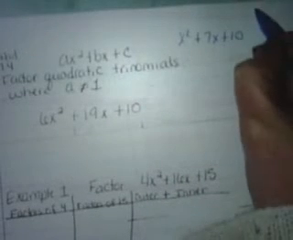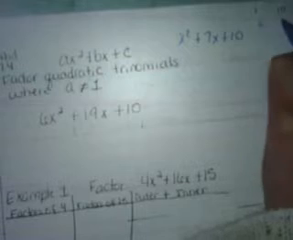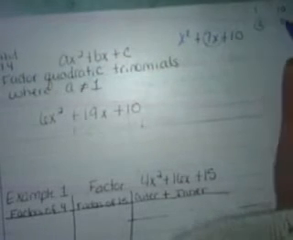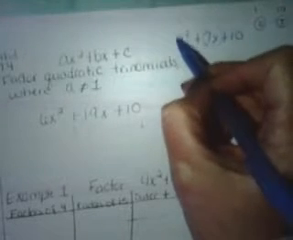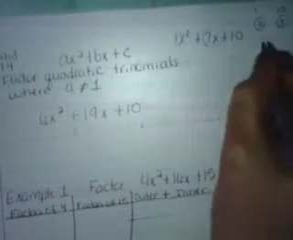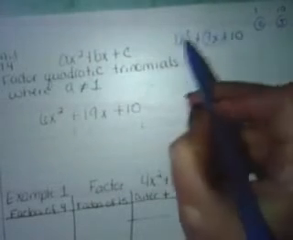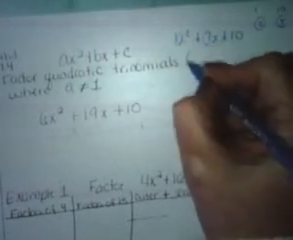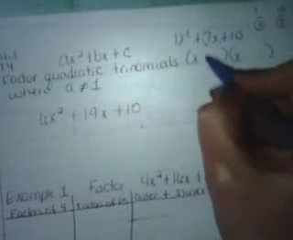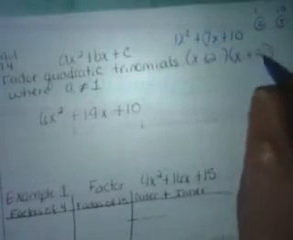Okay, to factor this, remember we found the factors of 10 and added together they had to be 7. So our factors were 2 and 5. And remember there's an imaginary 1 in front of this x squared. So 1 times 1 gives you 1. x times x gives you x squared. So your factors are 1x times 1x. And then we had plus 2 plus 5.